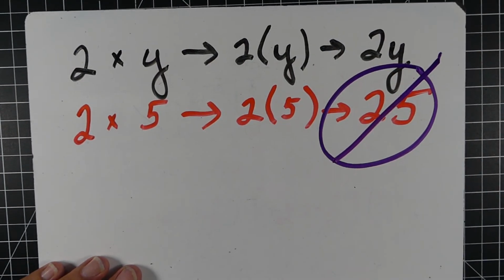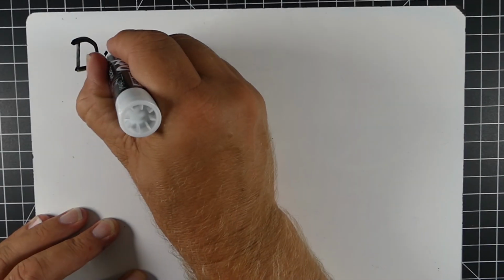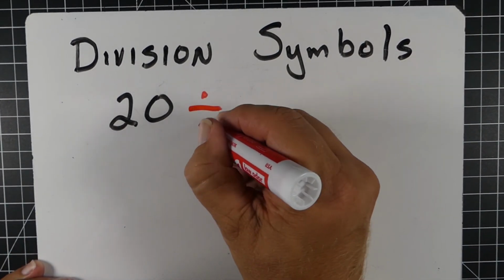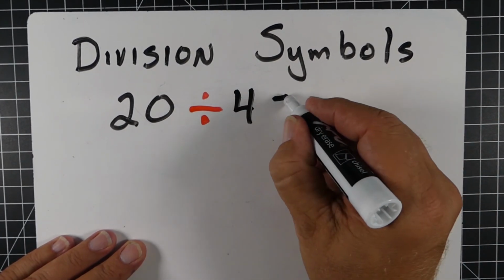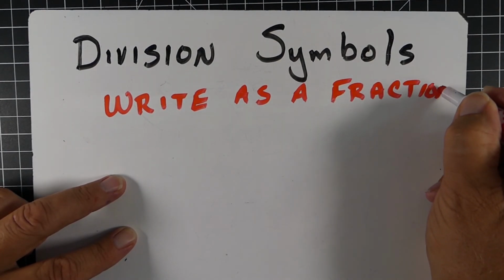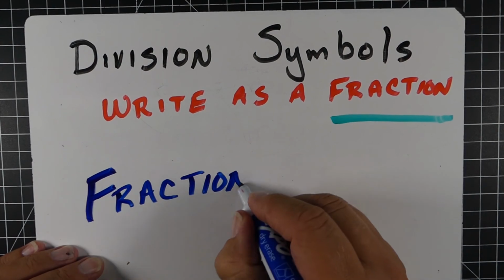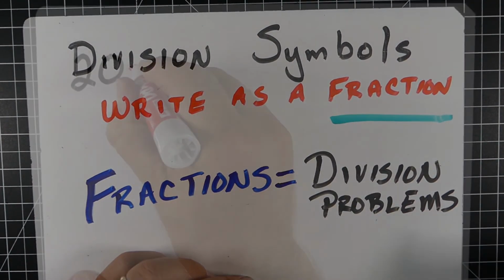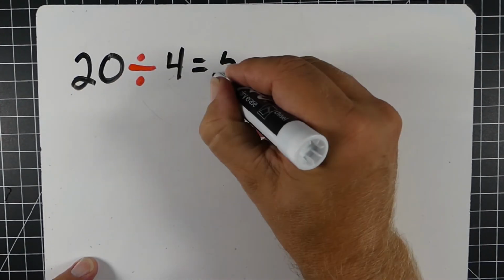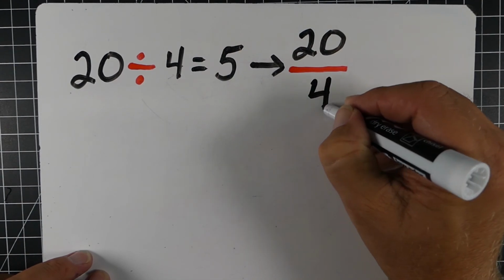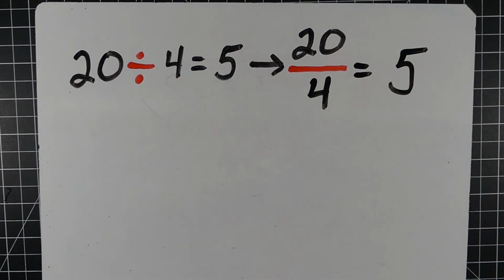All right, there's also a little difference when it comes to division. When we're dividing, in the past we just used the division symbol, like 20 divided by 4 equals 5. Now, from now on we're going to write all of our division problems as fractions. Fractions equal division problems. So if you look at this one right here, 20 divided by 4 equals 5, we could write it as 20 on top, 4 on the bottom, and that would equal 5.